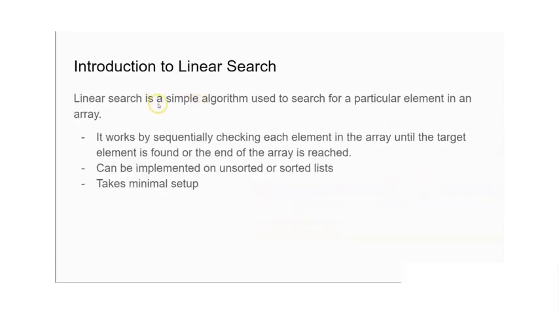Linear search is one of these methods. It's a simple algorithm used to search for a particular element in an array, and it works by sequentially checking each element in the array until the target element is found or the end of the array is reached. This can be implemented on unsorted or sorted lists, and it takes minimal setup.